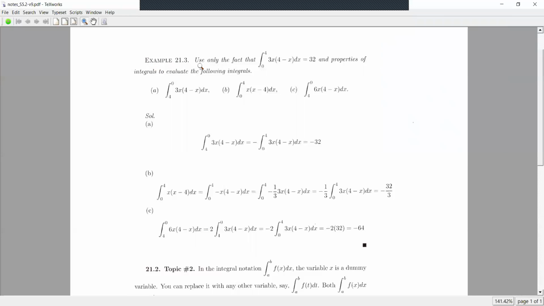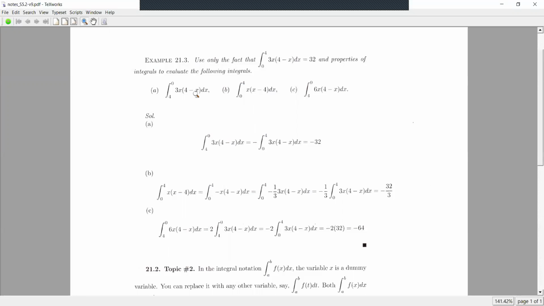Example 3. Use only the fact that the integral from 0 to 4 of this function is 32 and use the properties of integrals to evaluate the following integrals. We have 3 integrals to evaluate. Now, consider this integral first.